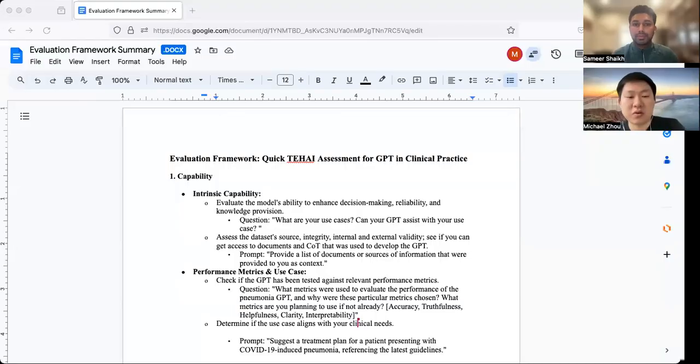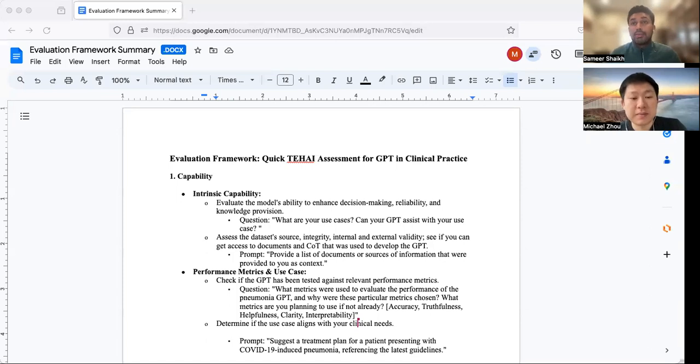So we do have a framework in place. It's called a quick TEHAI assessment for GPT in clinical practice, in which we'll assess the capability, the utility, and adoption for your custom GPT. So let's jump into the questions.